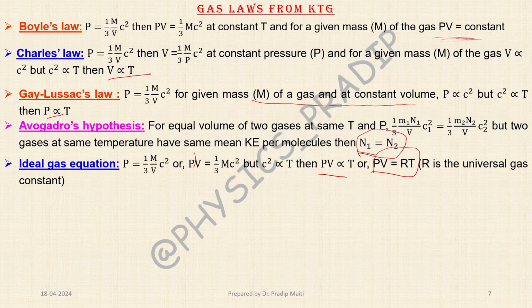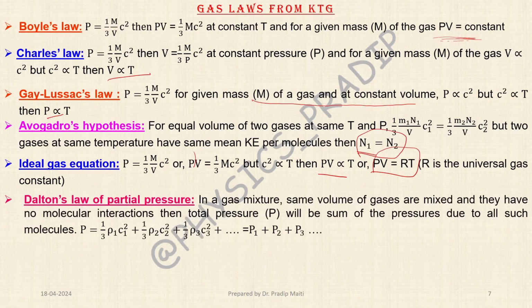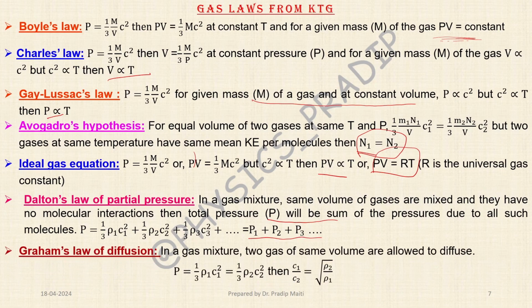For n moles of gas, this equation becomes PV equals nRT, as I already discussed. Dalton's law of partial pressure: in the case of a gas mixture, where some volumes of gases are mixed and they have no molecular interactions, the total pressure P will be the sum of the pressures due to all such molecules, that is P equals P1 plus P2 plus P3.